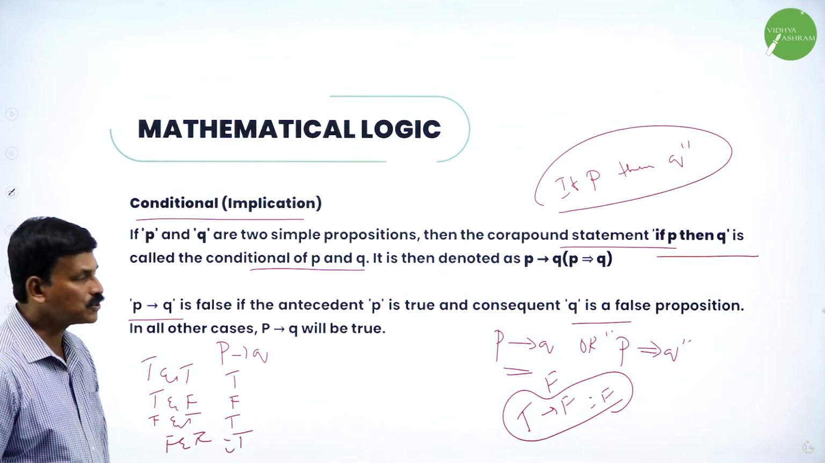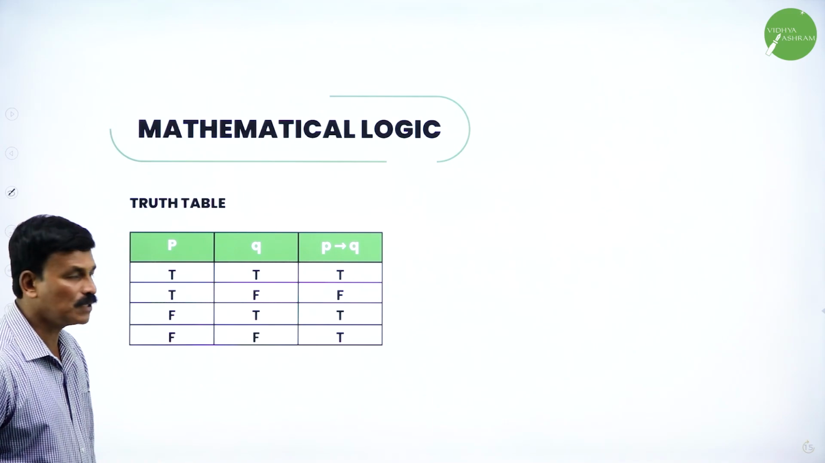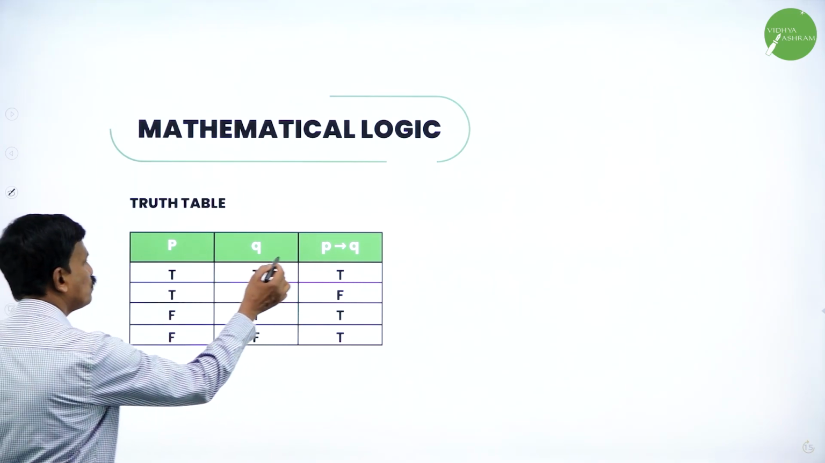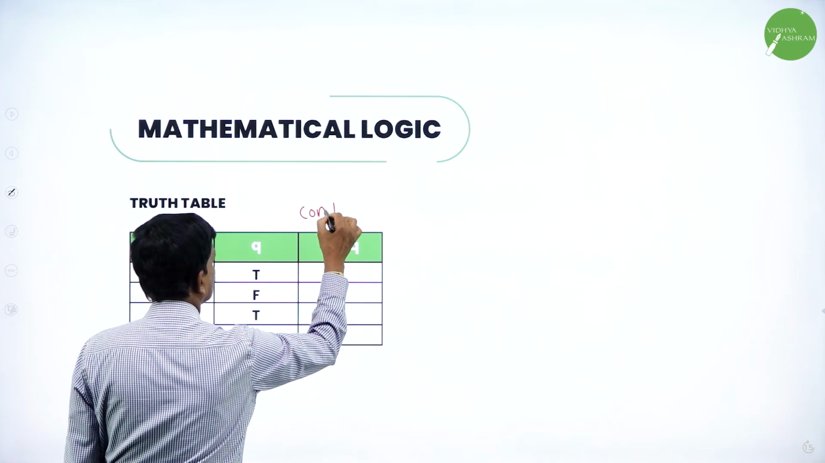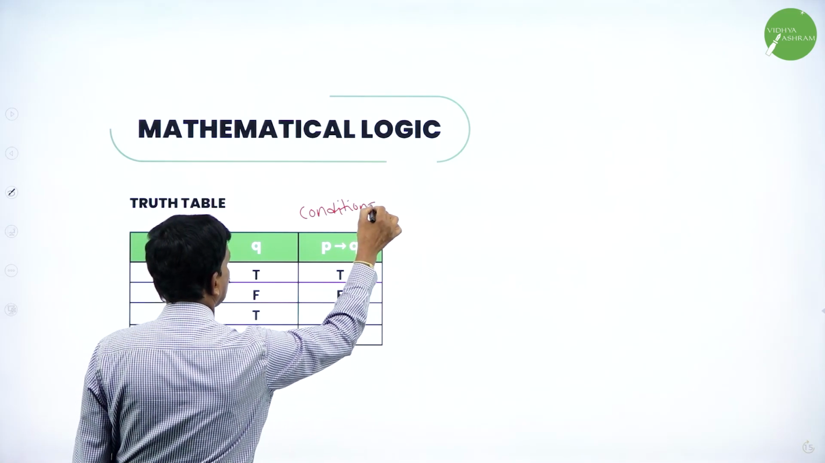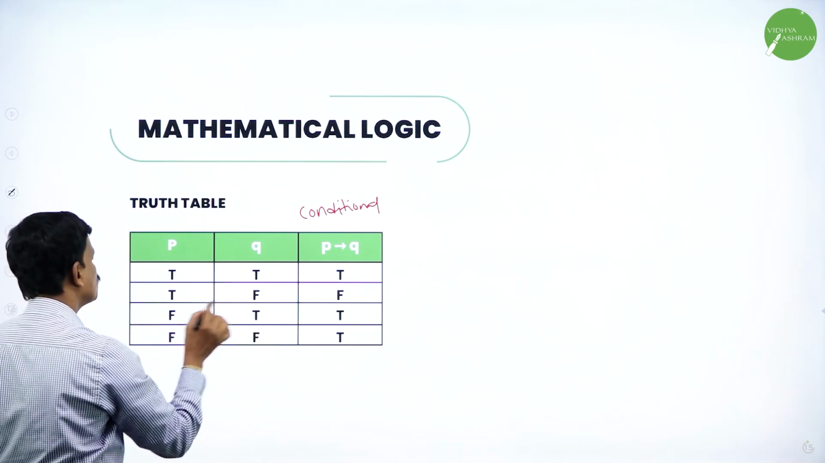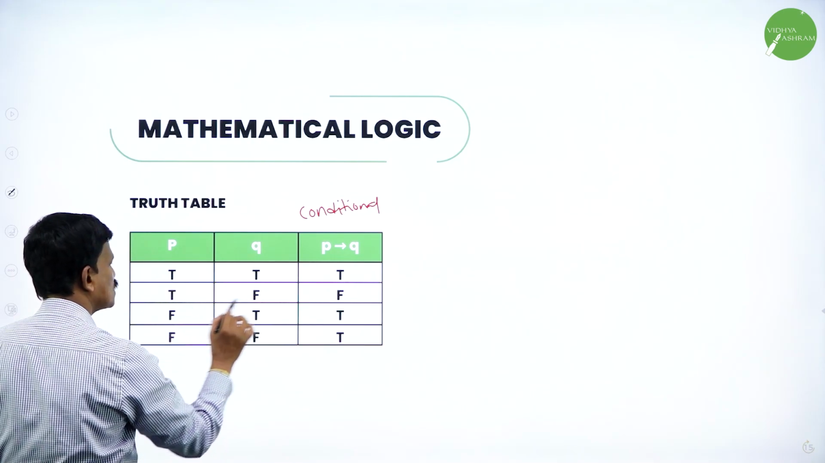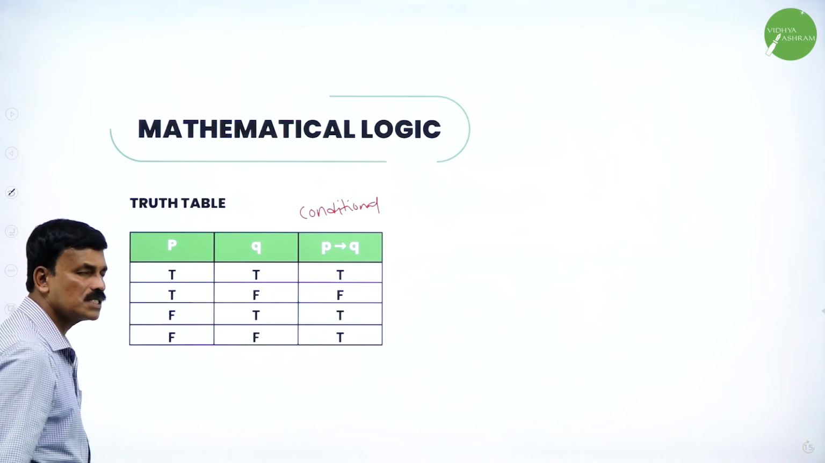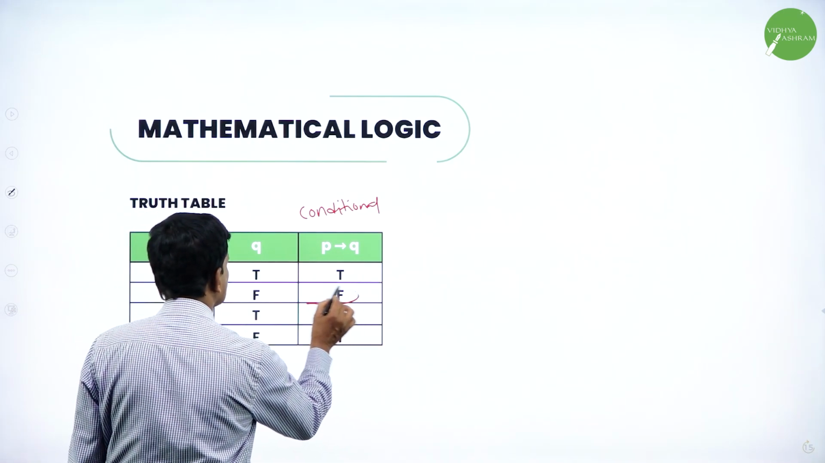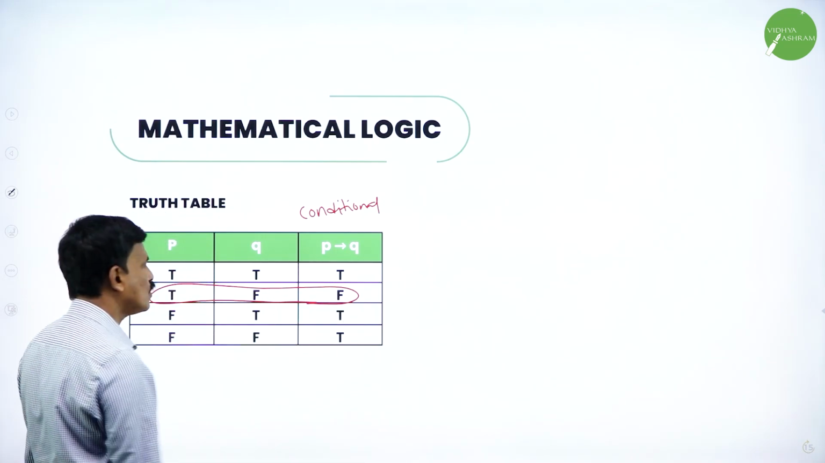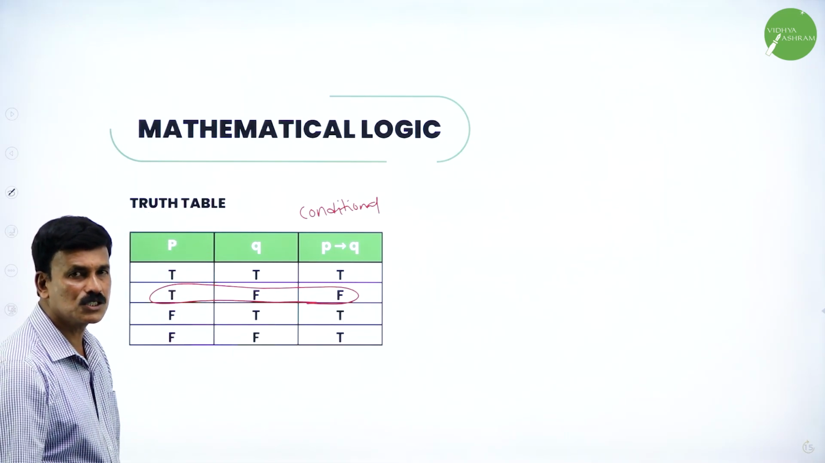So let us write down the truth table. So what is the truth table? Same. P conditional to Q. This is the conditional statement. If P, then Q. True and true is true. True and false is false. False and true is true. False and false is also true. Only this is false. So true and false is false. In all other cases, it is true.